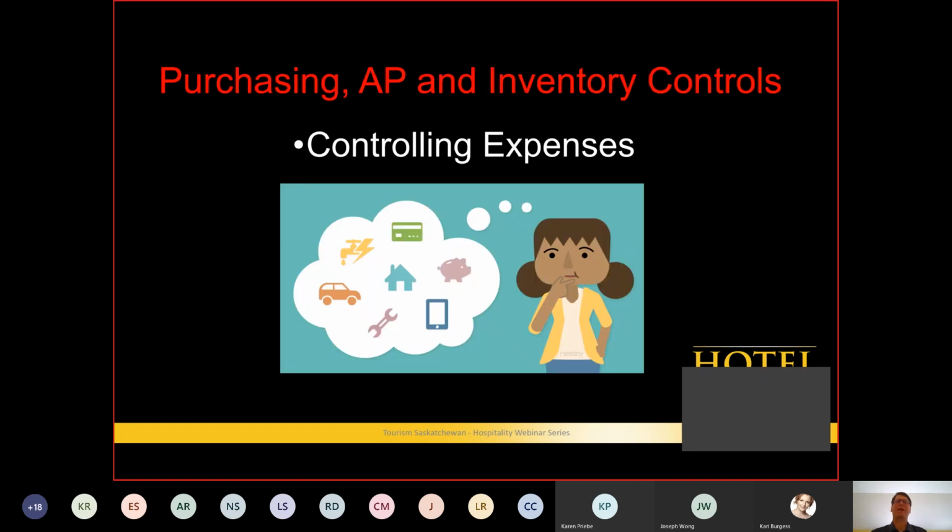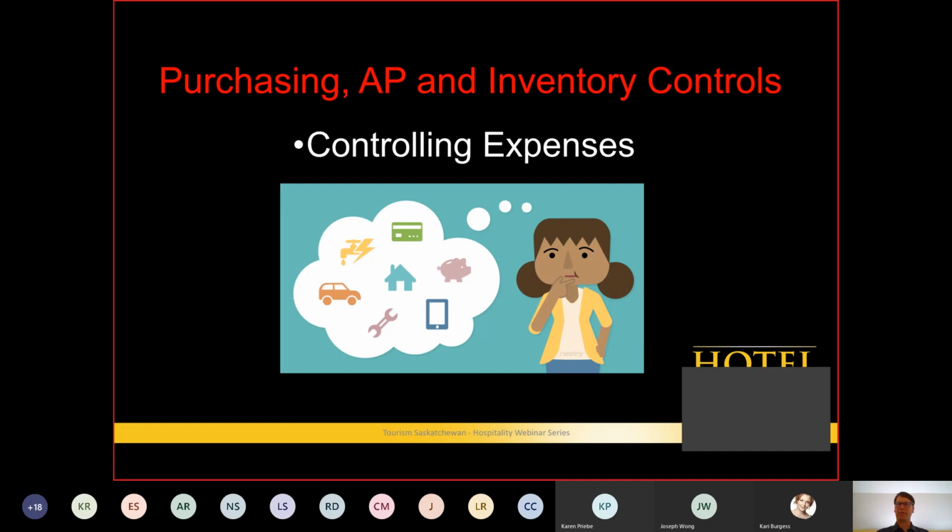Purchasing, accounts payable, and inventory controls. So basically, controlling expenses. It's one thing to manage expenses and to be able to forecast them, but once we start buying things and once we want to start paying things, we need processes to control expenses. So they're kind of two separate things.